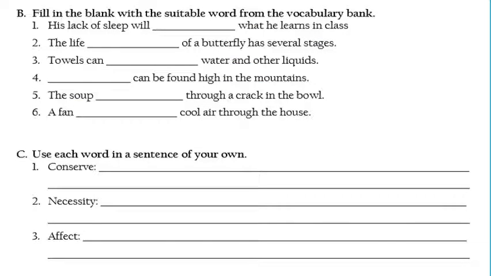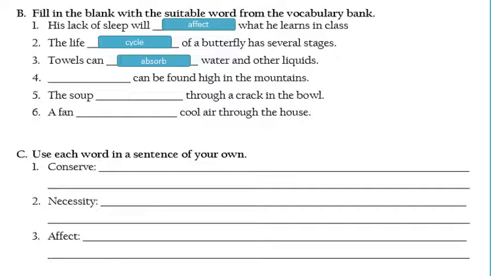Now to exercise B, fill in the blank with the suitable word from the vocabulary bank. Number 1, his lack of sleep will blank what he learns in class. What would lack of sleep do to him? It will affect what he learns in class. 2, the life of a butterfly has several stages. I have stages of the butterfly in what? In the life cycle. 3, towels can blank water and other liquids. What can towels do? Absorb.